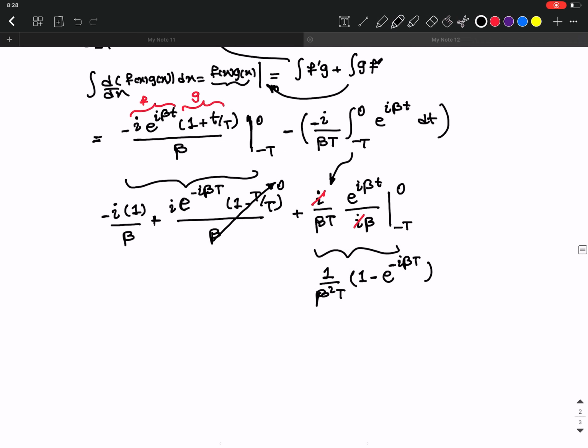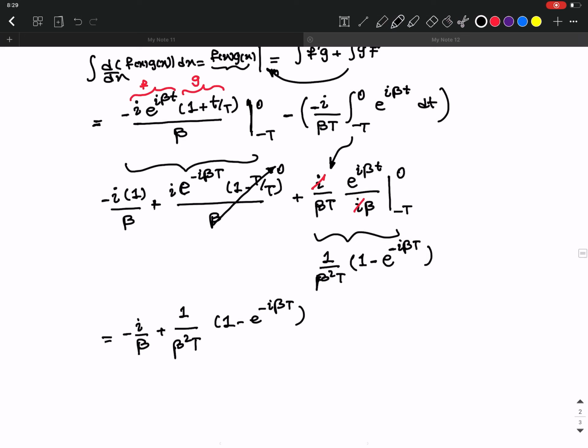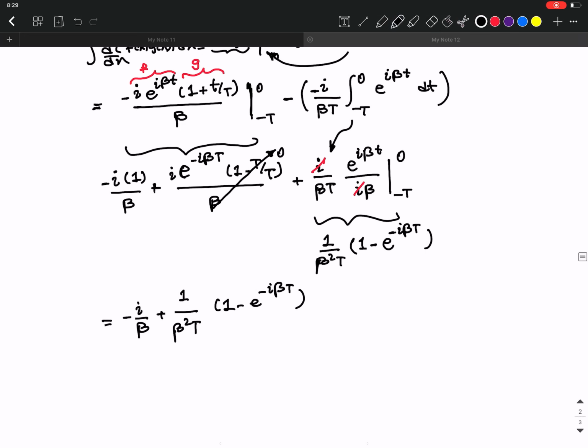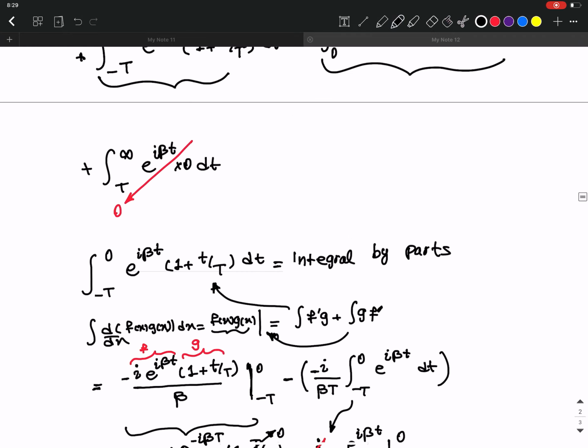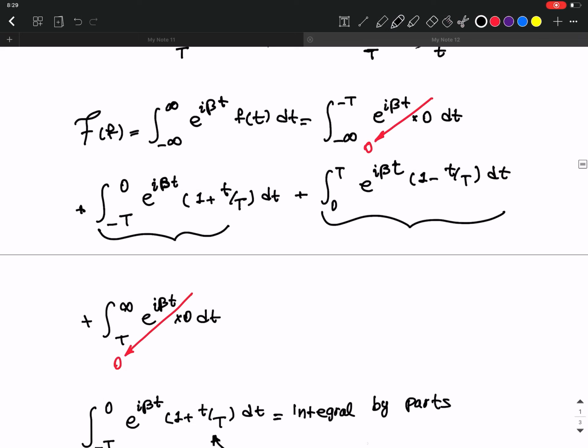Okay, so I am left with minus i over beta plus 1 over beta squared t times 1 minus e to the power minus i beta t. Okay, so this is the evaluation of the first integral. I write it as 1. And let's look at the second integral.